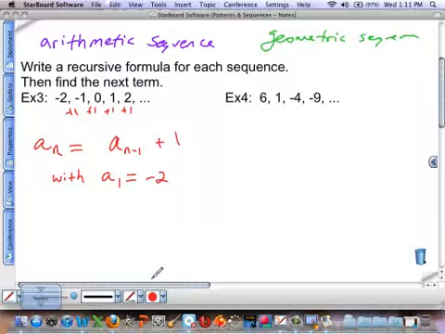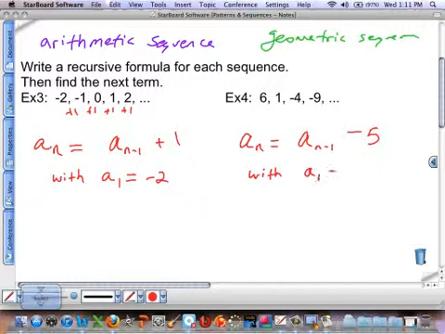All right, so let's try number 4 together. What's happening every time? We're decreasing by 5. So again, my next term, a sub n, I have my previous term, a sub n minus 1, and what am I doing with that term? I'm subtracting 5. But then I also have to say where we're starting. So with a sub 1 equals 6.